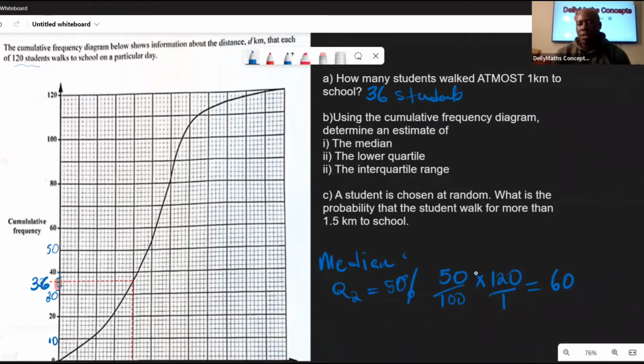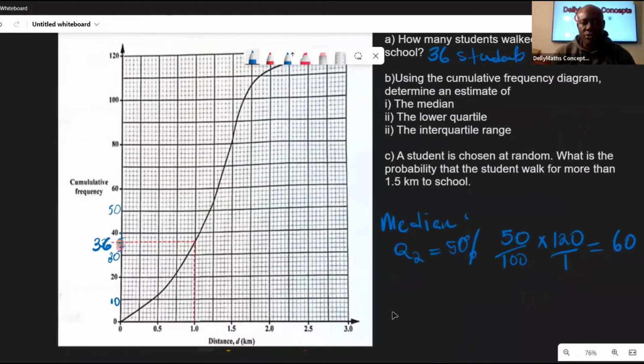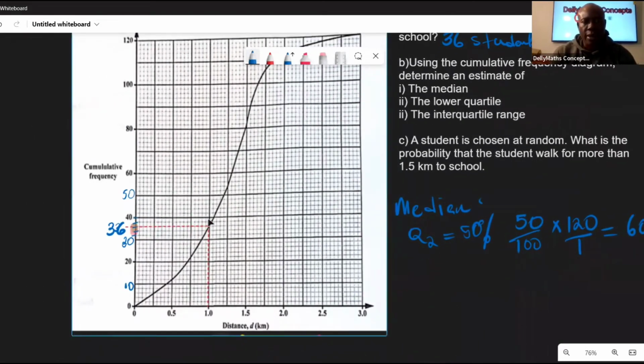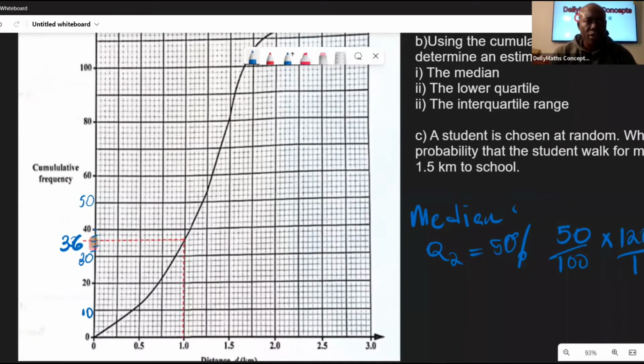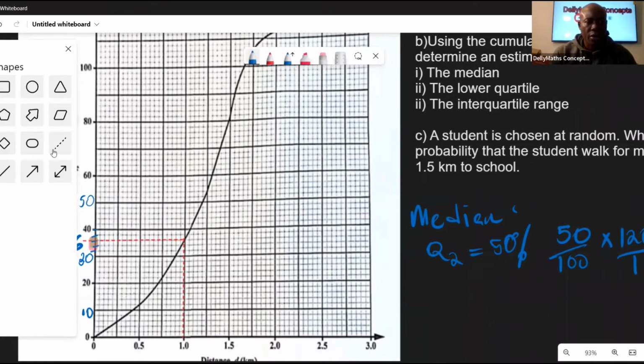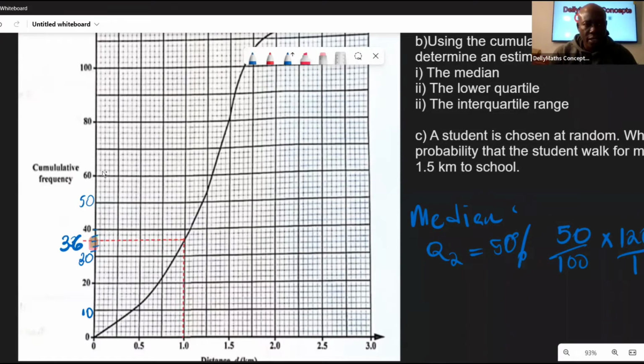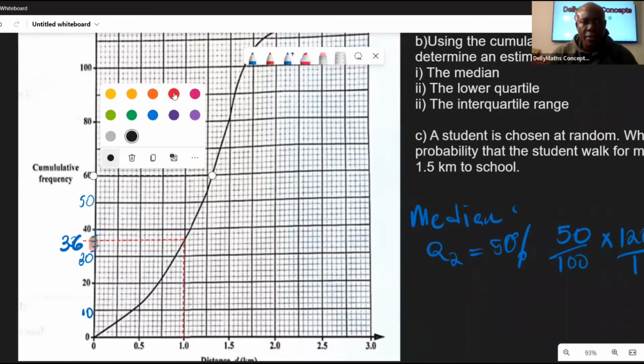This is going to help me to understand where the answer is. So we're going to go where 60 students actually is. All right, so let's go back to the curve. You'll take out a ruler and you're going to follow 60, and exactly where it touches the curve, you stop. Right where it touches the curve, 60.